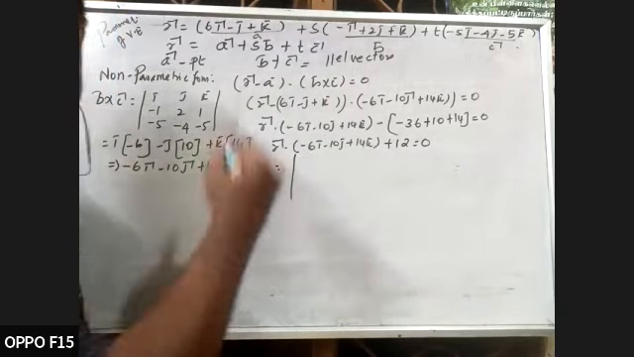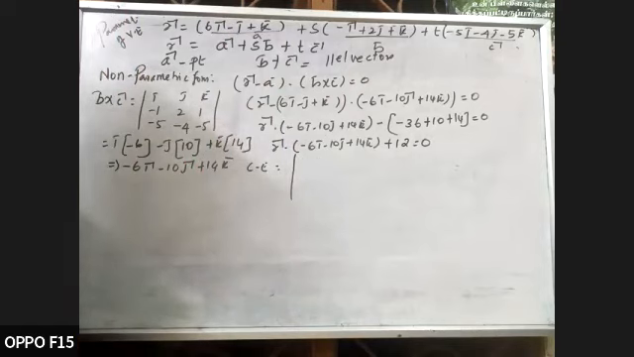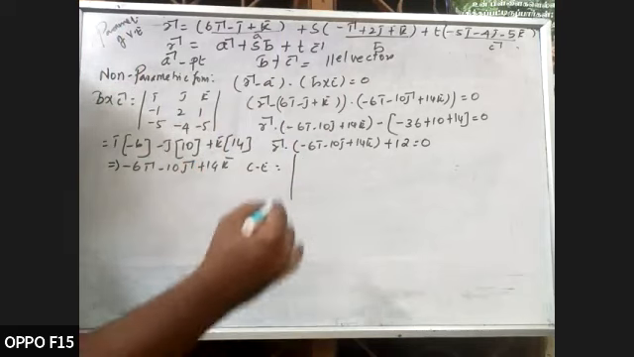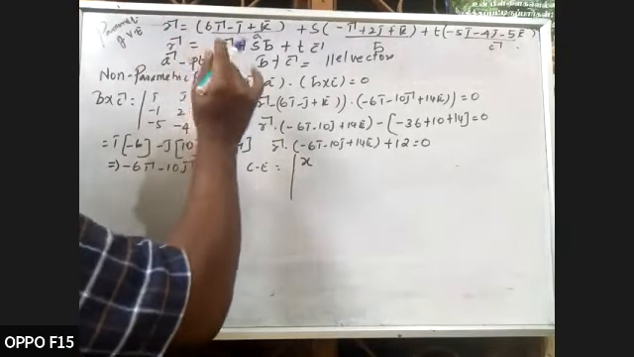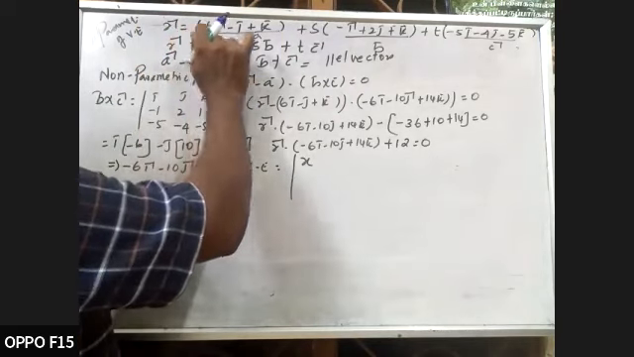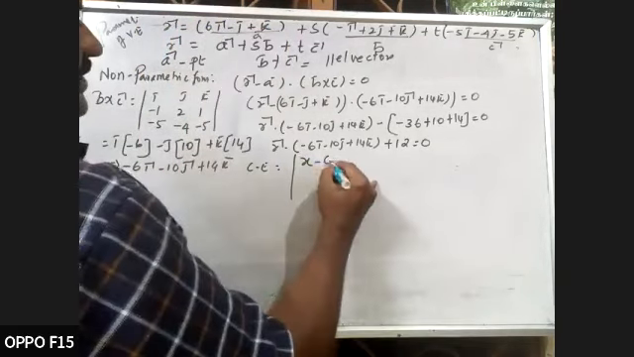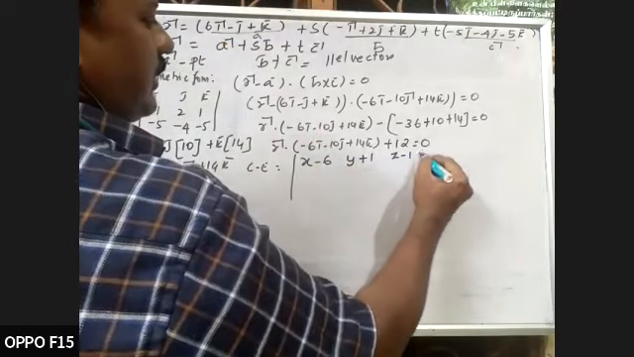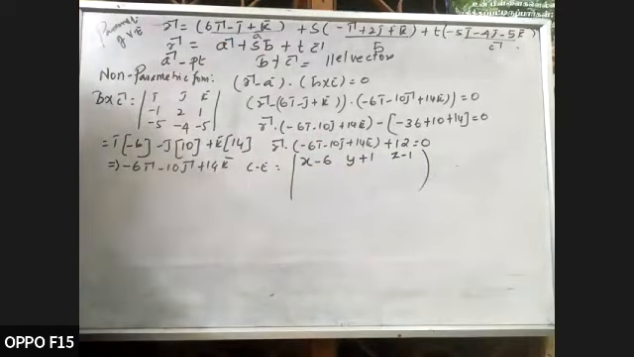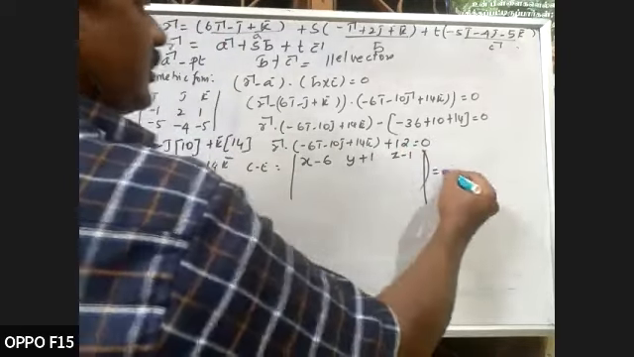The Cartesian equation formula is the determinant of x minus x1, y minus y1, z minus z1, L1, M1, N1, L2, M2, N2 equal to 0. We can write this as x minus 6, where the first point A is x1, y1, next y plus 1, and then z minus 1. Next determinant, which is equal to 0.